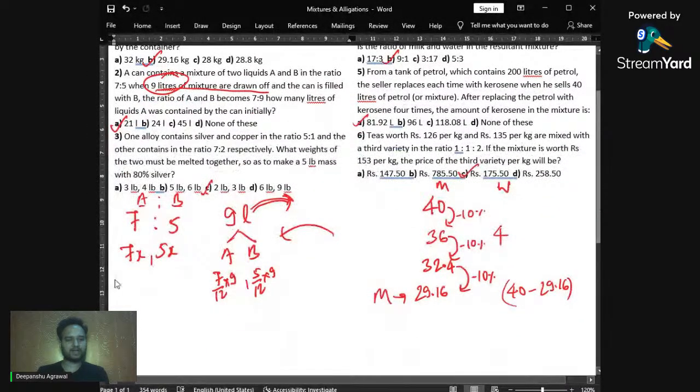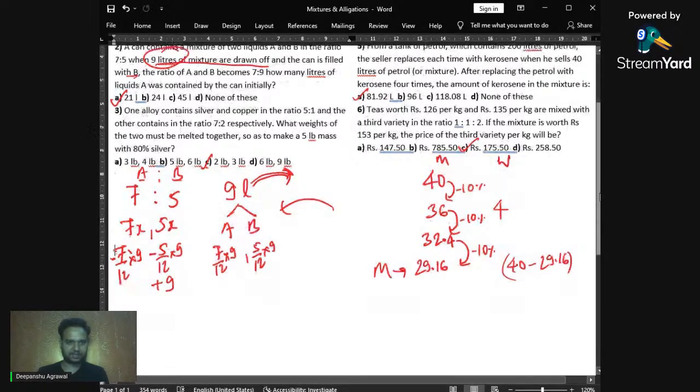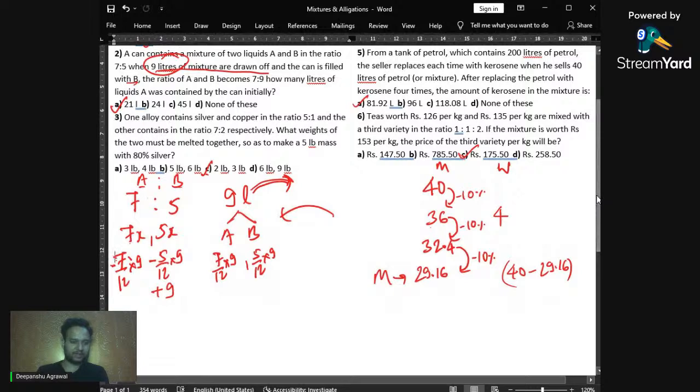So we have to subtract 7 by 12 into 9 and 5 by 12 into 9 from both the quantities A and B. Then we have to fill back 9 liters with B. So we have to add 9 liters to B only. Correct? Now, this complete is the value of A. This complete is the value of B.